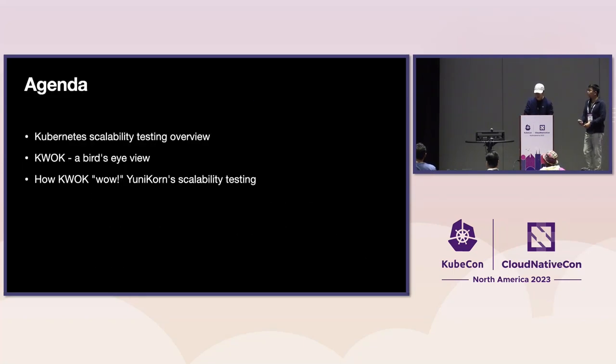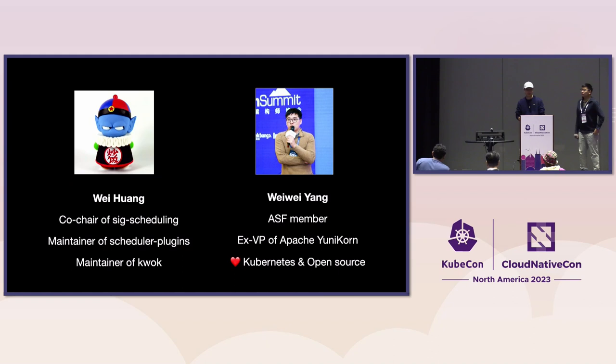Firstly, a little bit about ourselves. My name is Wei Huang. I work for Apple in the Apple Service Engineering team. In the upstream, I'm the co-chair of SIG Scheduling. I'm also the maintainer of some scheduling plugins of some Kubernetes sub-projects like scheduler-plugins and KWOK.